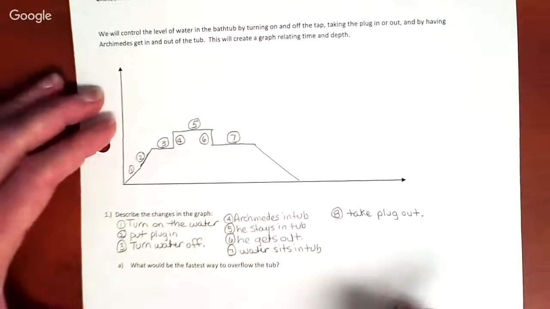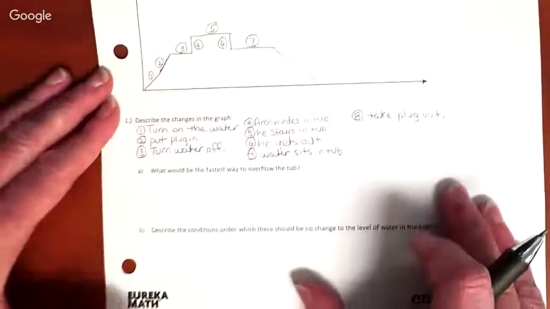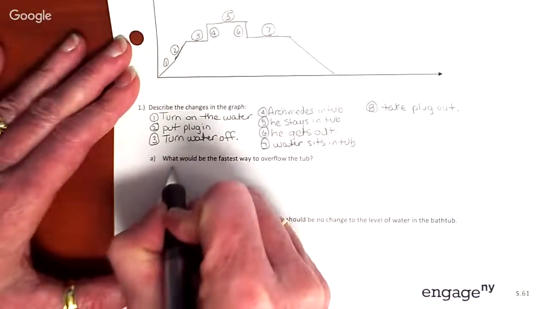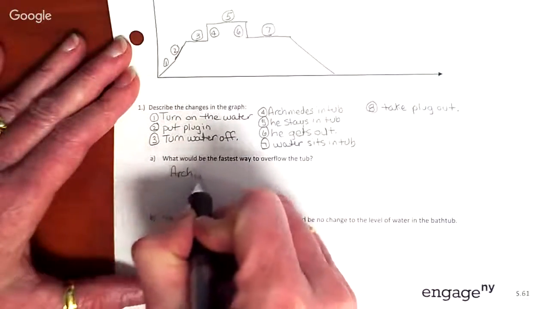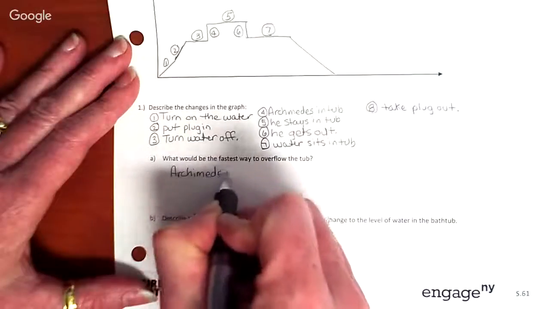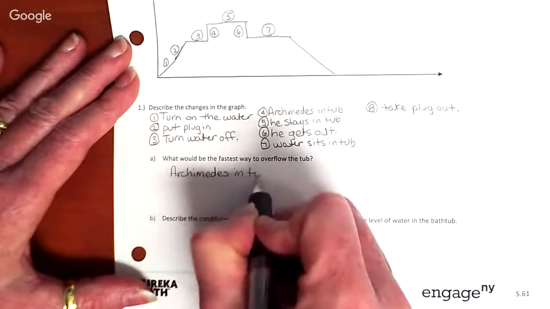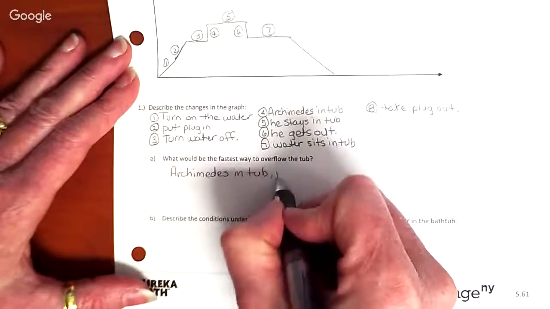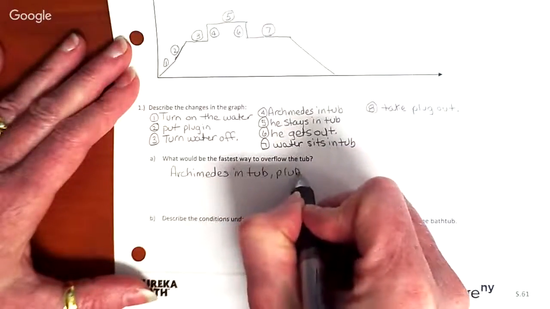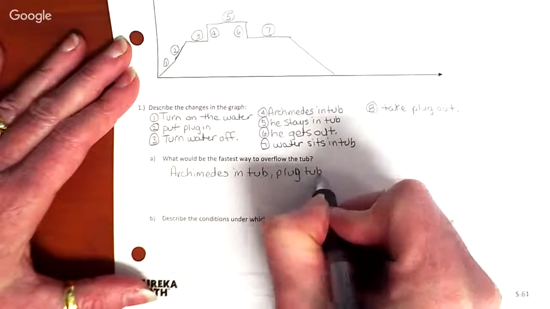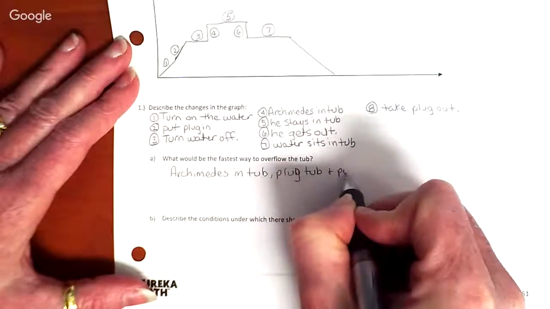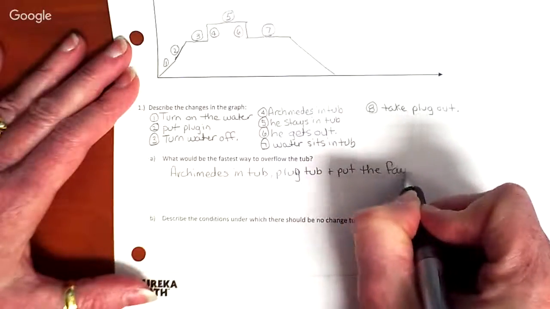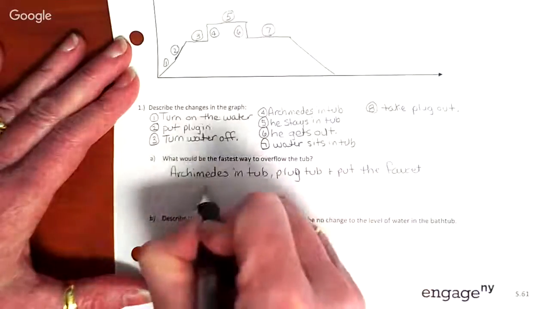So now it says, what would be the fastest way to overflow the tub? Well, with Archimedes in the tub, plug the tub, and put the faucet on full power.